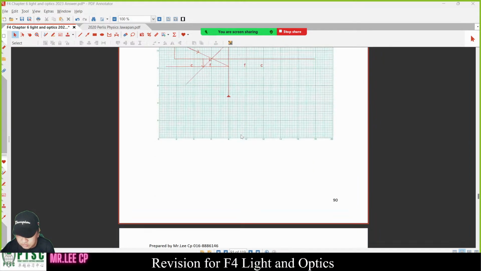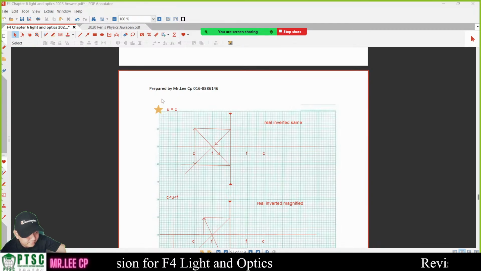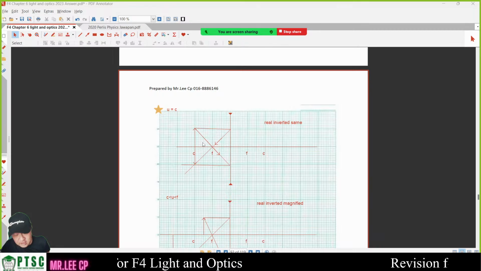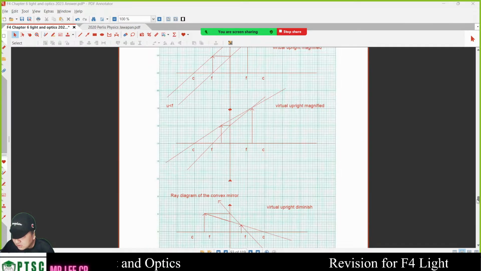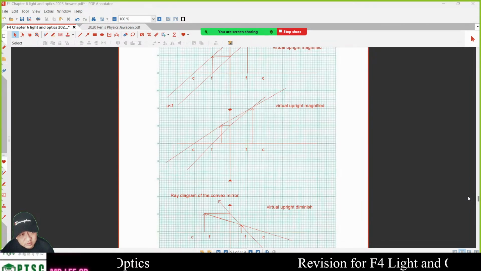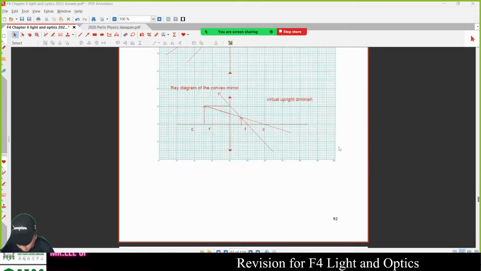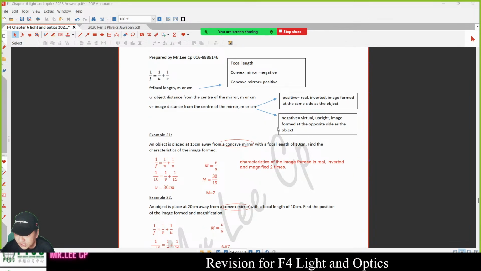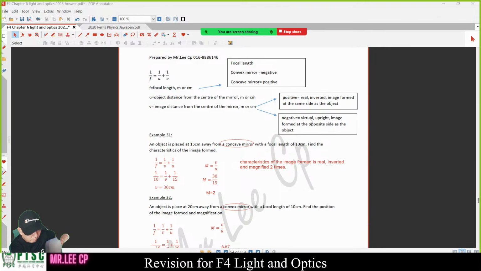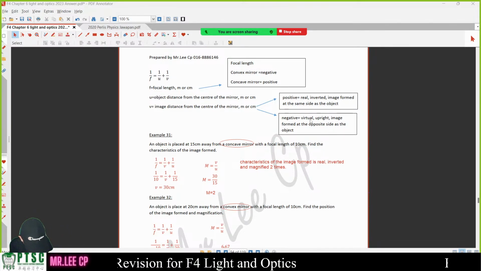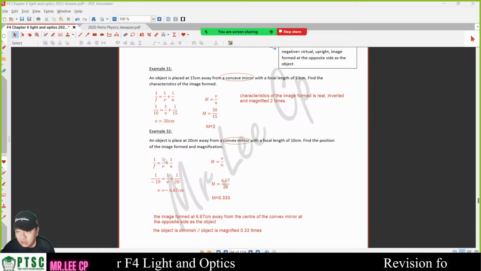This one I drew for you already before. Remember, U is equal to C, U is equal to F, U is 2F same size. Further, smaller. Nearer, bigger. The calculation for mirror is the same as the lens one. Just as I told you, that one is terbalik. Lens and mirror, convex and concave, are terbalik. I put it here already, you can see my notes. Calculation, same.